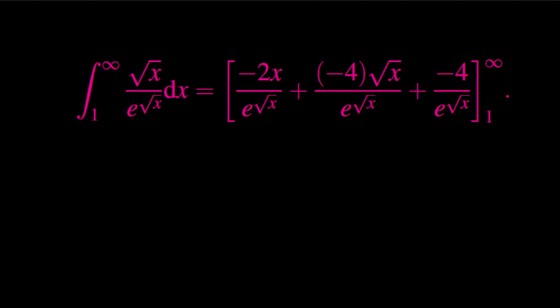The next step is to evaluate the quantities minus 2x over exponential of square root of x plus minus 4 times square root of x over exponential of square root of x plus minus 4 over exponential of square root of x at the end points of the improper integral. We will now evaluate the quantities at the end points 1 and infinity. We will then determine if the integral converges or diverges.